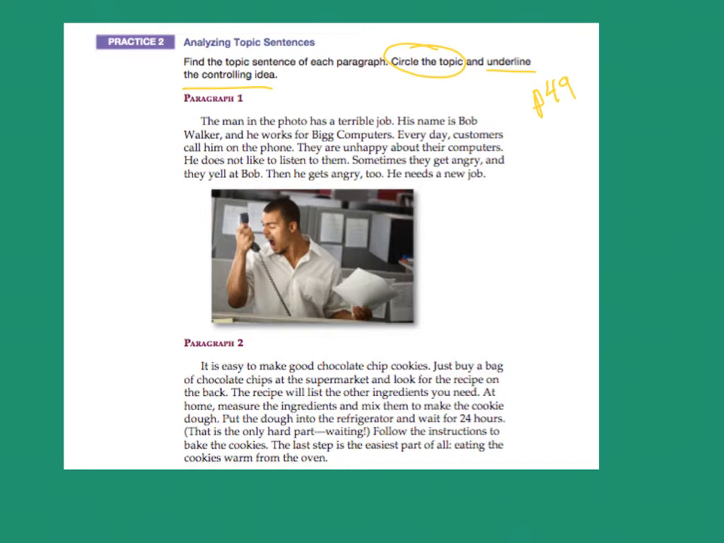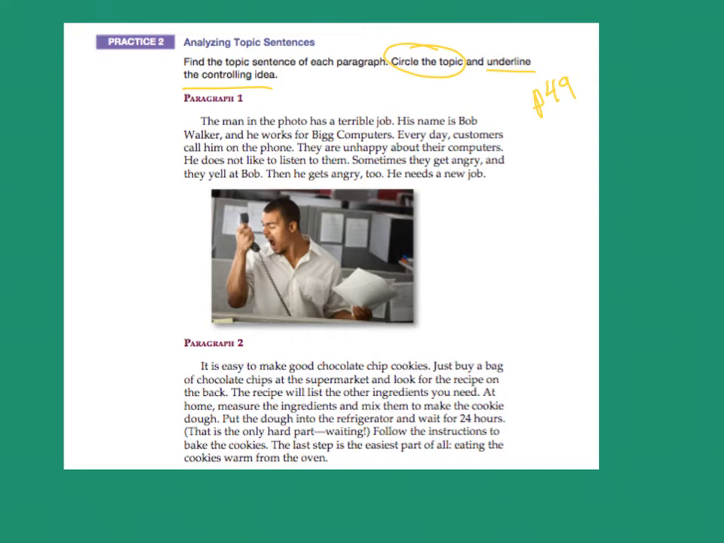The man in the photo has a terrible job. His name is Bob Walker and he works for big computers. Every day, customers call him on the phone. They are unhappy about their computers. He does not like to listen to them. Sometimes they get angry and they yell at Bob. Then he gets angry too. He needs a new job. Oh, it's a sad paragraph.